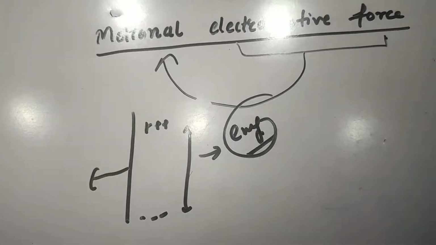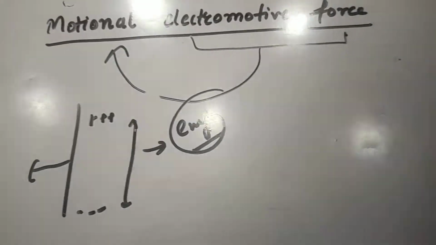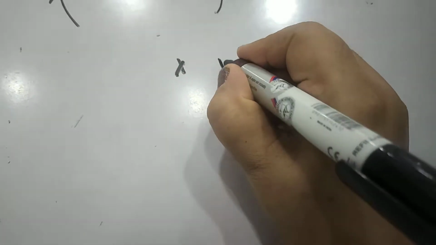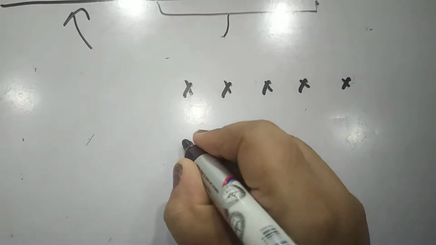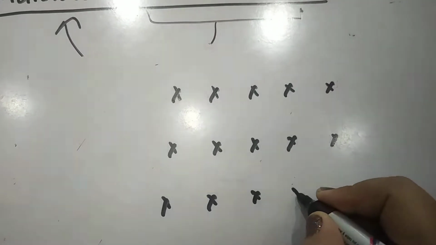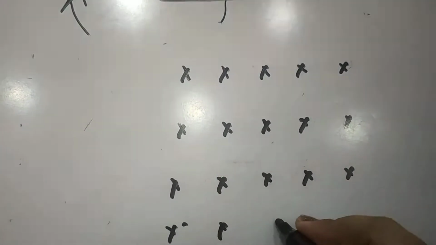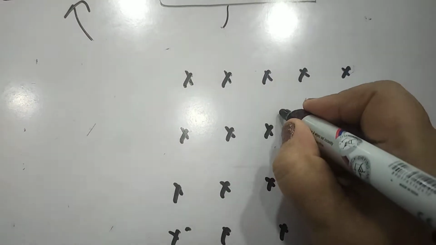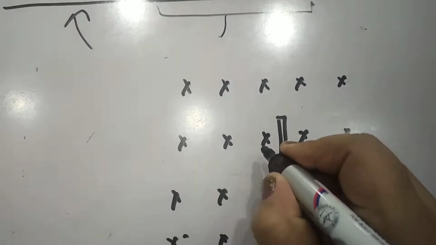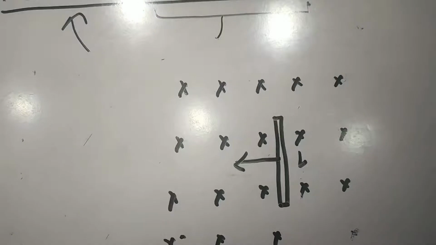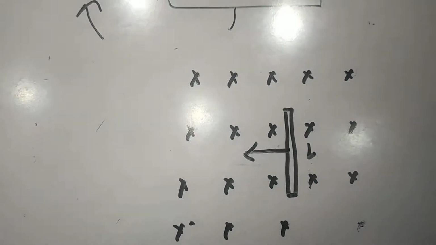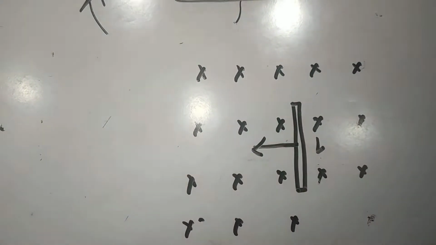Now let us discuss how this EMF is being produced. For this, let us consider we are having a magnetic field, suppose perpendicular to the plane of the paper, directed inward, represented by the crosses. And let us consider this is a conductor of length L, moving in this direction.